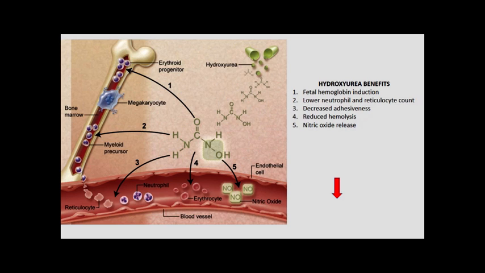This is very good because these neutrophils, if they are increased in number, increase the coagulability of the blood and promote thrombus formation. So we are going to decrease the adhesiveness of the cells, red blood cells and neutrophils, to the endothelium, preventing the formation of thrombi. Hydroxyurea also reduces hemolysis and increases the release of nitric oxide, producing vasodilation and preventing this occlusion of the blood vessels. Okay, so many benefits by using hydroxyurea.